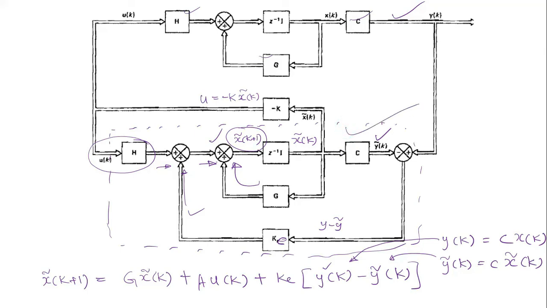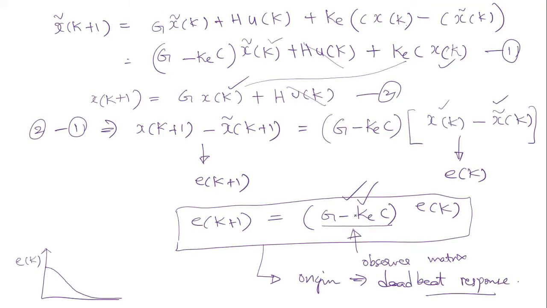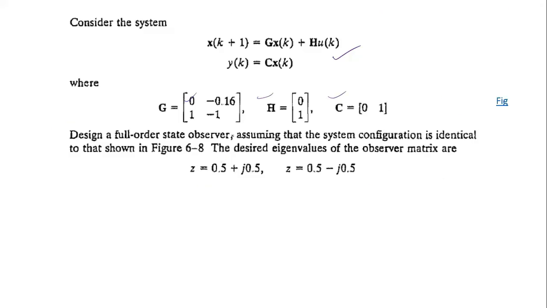When you are asked to design an observer, what you are actually trying to do is find the KE matrix, so that the eigenvalues of G minus KEC are at a suitable location. Here in your question, it's asked to design a full order state observer, assuming the system configuration is identical to the figure which I showed before. The desired eigenvalues of the observer are directly given: 0.5 plus j0.5 and 0.5 minus j0.5.